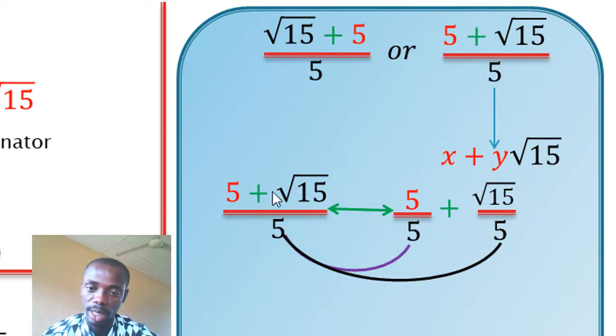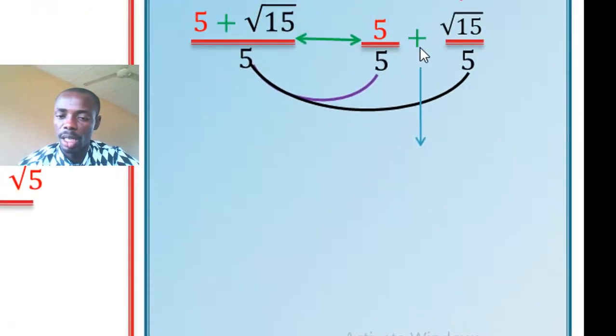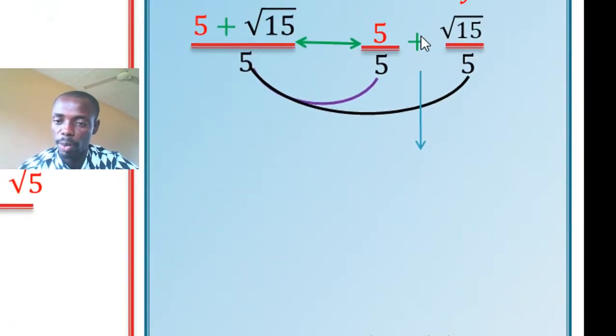So all I just did is I split this whole fraction. Why? It is having one denominator. That is why it is just one fraction. Splitting this one fraction into two by sharing this same denominator under these two terms that we have up here in the numerator side. So that is going to be giving us what now? This is 5 over 5 plus root 15 over 5.